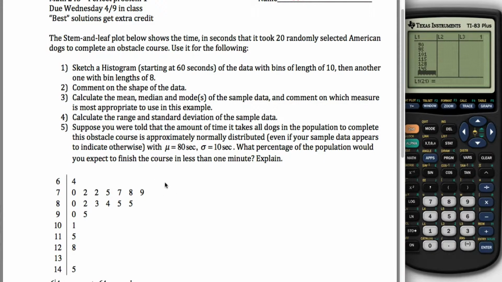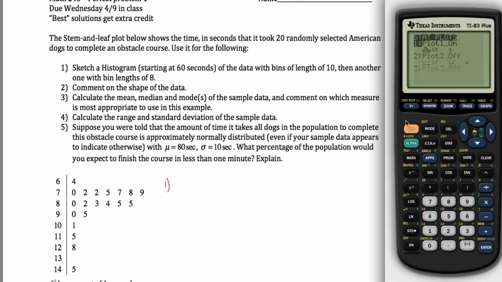Part 1 says sketch a histogram. Okay, the way I sketch a histogram is under stat plots. Second y equals. Go into stat plots, turn your plot on, select the type that looks like a histogram, tell it what list your data's in, mine's in L1, leave the frequency as 1, and then hit window. You want to tell it your minimum value, which is given to me to be 60. Your maximum value, well, let's see, it goes all the way up to 145, so I want some number bigger than that, maybe 150. Plenty.